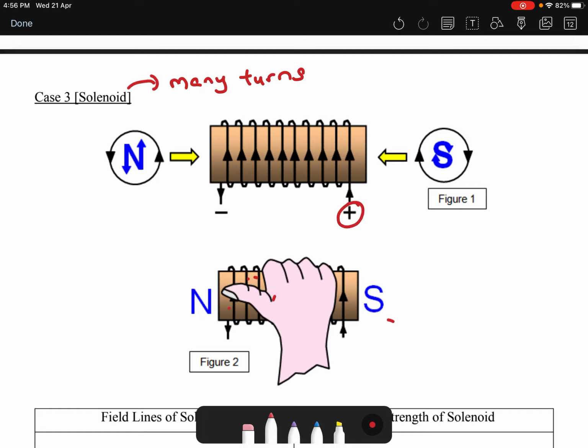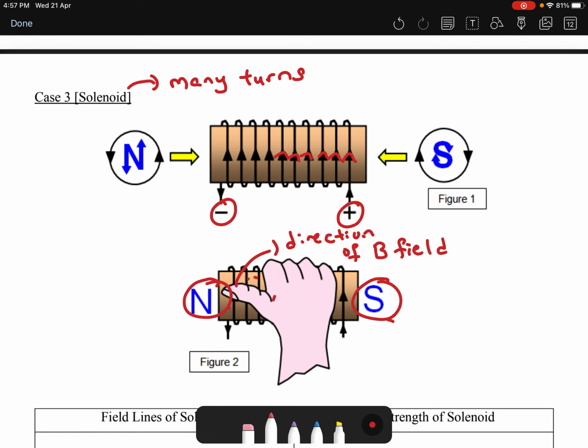If you have this, positive, negative, your current will flow in this particular direction. Same thing, your four fingers will imitate the direction of the current, and the thumb will be the direction of your magnetic field. You notice that your thumb is pointing towards the left. So how come the left is north while the right is south?